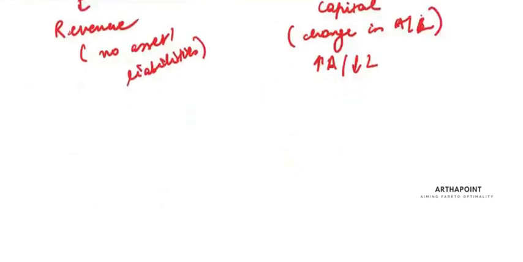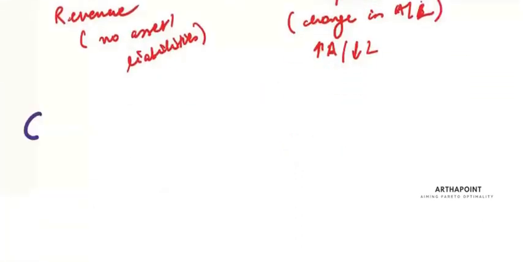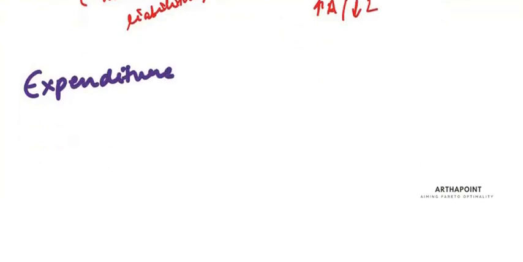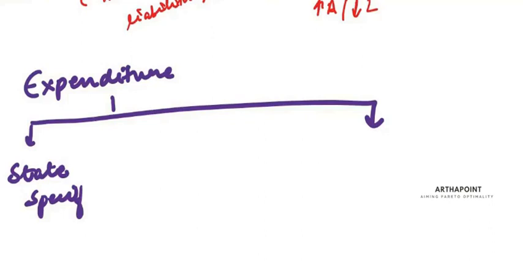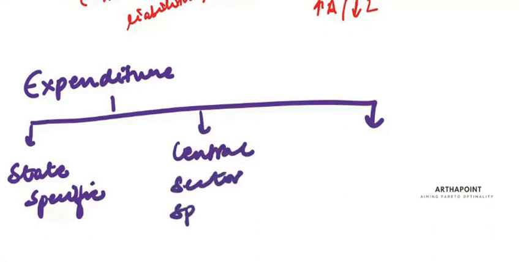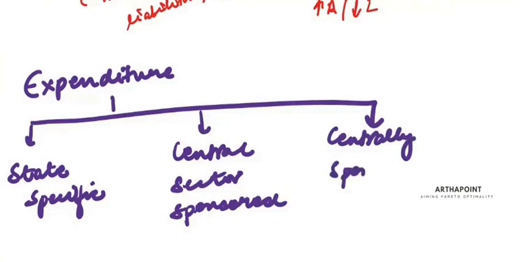There is yet another way to classify the expenditures of the government. And according to this method, there are three main categories of the government expenditure. The first one being state specific. The second one being central sector. And the third one being centrally sponsored schemes.